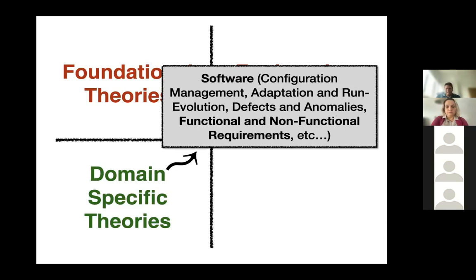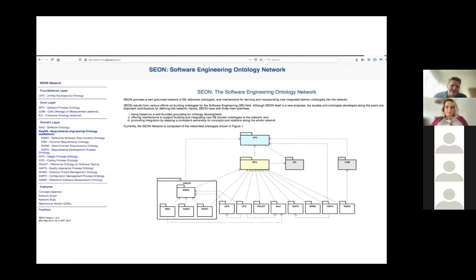So, for example, we did quite some work in building domain ontologies or domain models in different domains in software engineering, like, for example, software configuration management, software adaptation and runtime evolution, software defects and anomalies, functional and non-functional requirements, and so on. In fact, if people are interested, we have an entire network of connected ontology models, which is available, right? In these different subdomains of software engineering. It's called SEON, Software Engineering Ontology Network.